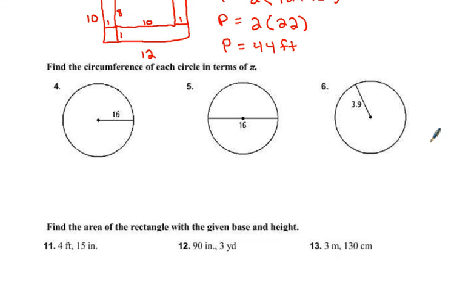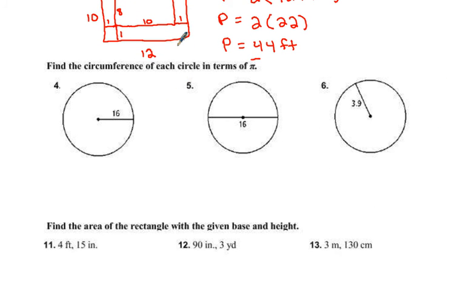Now, when we're doing circumference, it's asking us to put these in terms of pi. That means do not use 3.14. You're doing the exact answer and you're leaving it that way. Remember that your best bet is to do circumference using the radius every time.